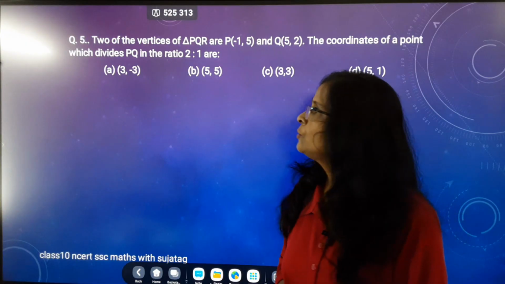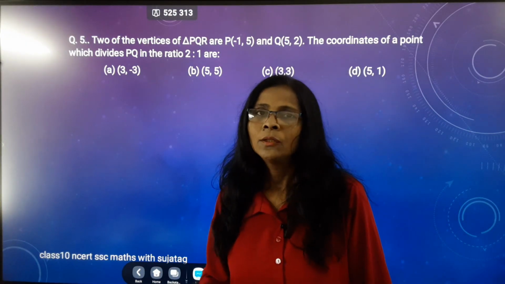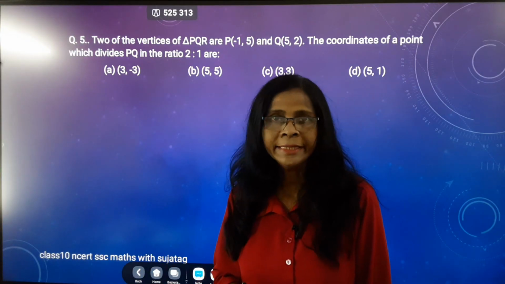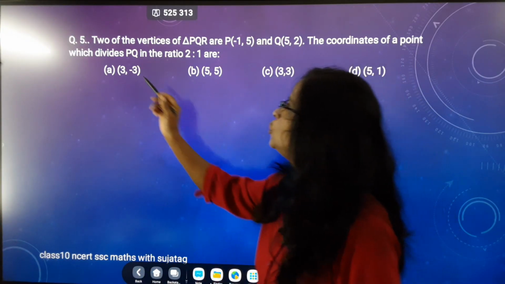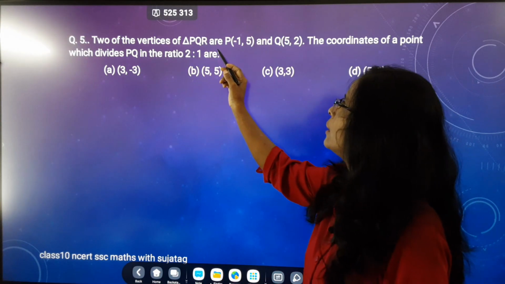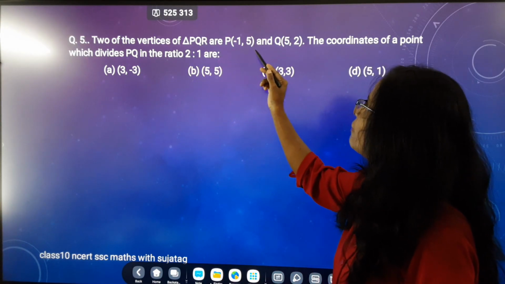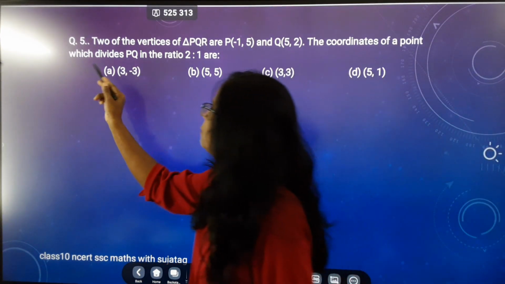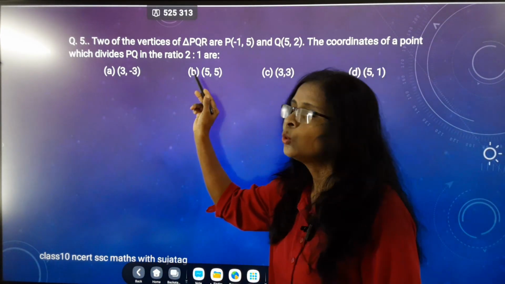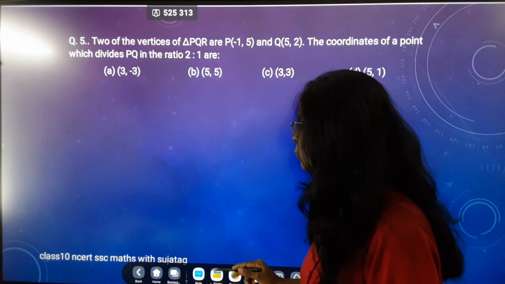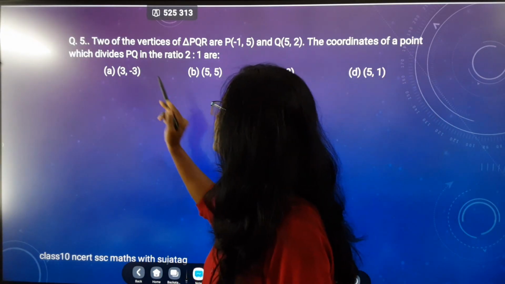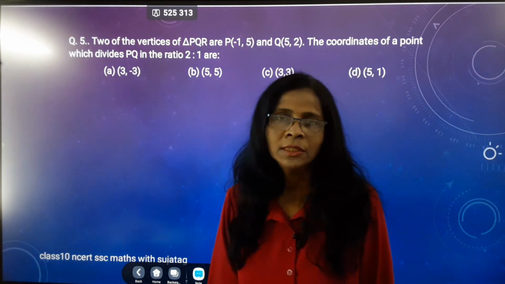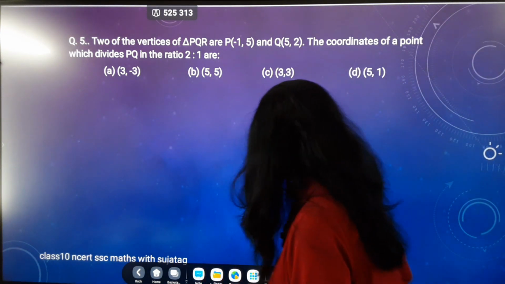Now let us see question 5 in the chapter coordinate geometry. We have to see the PYQ of 2025. Two of the vertices of triangle PQR are P(-1, 5) and Q(5, 2). The coordinates of a point which divides PQ in the ratio 2:1 are: the options are first (3, -3), second (5, 5), third (3, 3) and the fourth (5, 1). So let us see how we can solve this example.